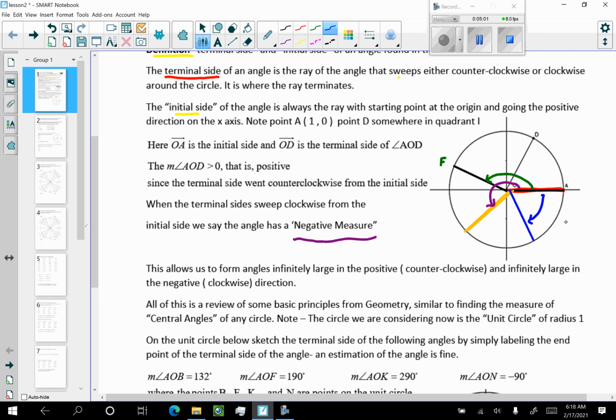All this review is some of the basic principles from geometry, except for the negative angles. Similarly, to find the measure of the center, the circles are considered now the unit circle, radius 1. The circles, we know that that's the unit circle. We talked about that last week.